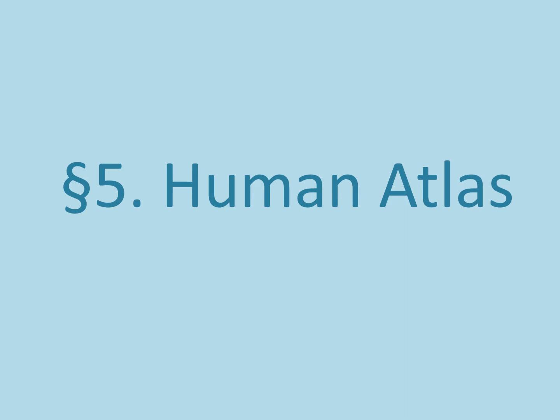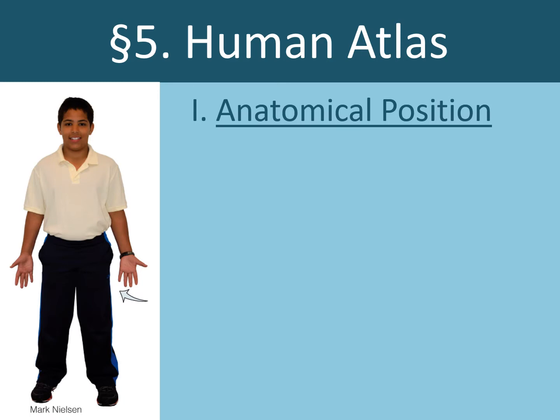In the final section of this chapter, we're going to discuss the human atlas. In anatomy, we have to have a standard set of terminology in order to communicate effectively. Just like geography uses terminology like north, south, east, and west, anatomy uses its own unique set of terms to help us identify and locate various body parts.